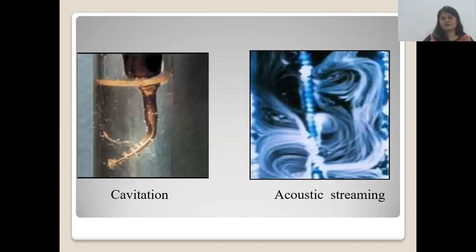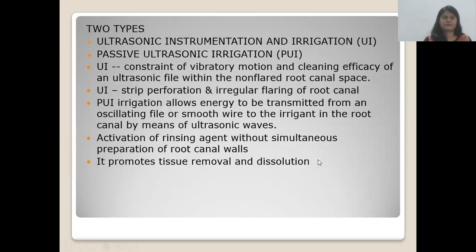So these are the pictures where you can see cavitation along the tip of the instrument, and the production of cavitation and acoustic streaming along the length of the file. Two types of ultrasonic instrument units are available. First one, ultrasonic instrumentation and irrigation, that is UI. Then passive ultrasonic irrigation, that is PUI.